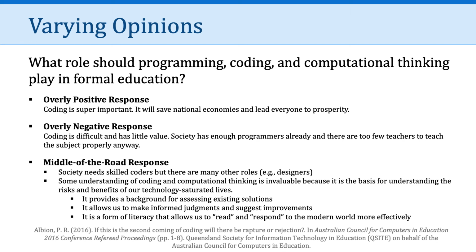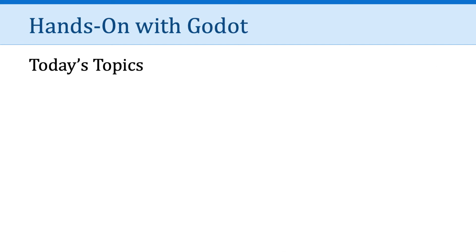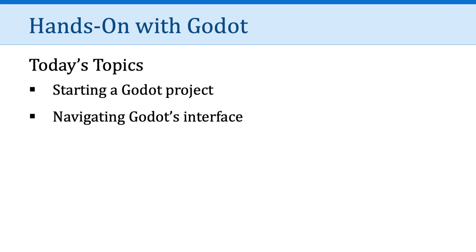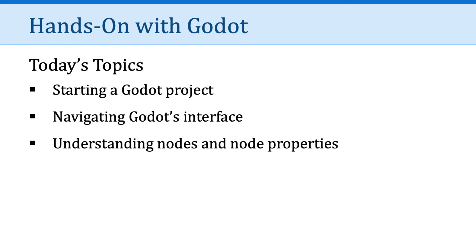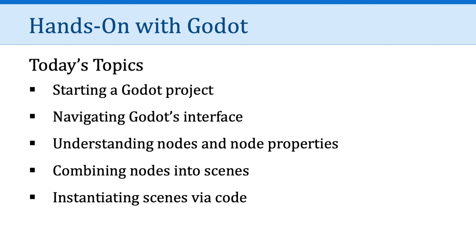So that's a little bit of context that I want you to keep in mind as we are learning computer programming. With that, we're going to switch to our hands-on with Godot, and these are the topics we're going to talk about in our hands-on videos. First, we're going to learn how to start a Godot project. We're going to learn how to navigate Godot's interface. Then we're going to understand how to use nodes and adjust their properties in Godot. Then we'll learn how to combine those nodes into scenes. And finally, we're going to learn how to instantiate those scenes using code. And that, my friends, is quite a bit to cover in the second session of the semester.